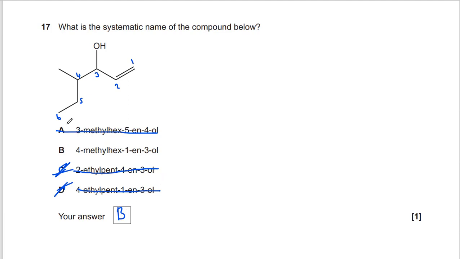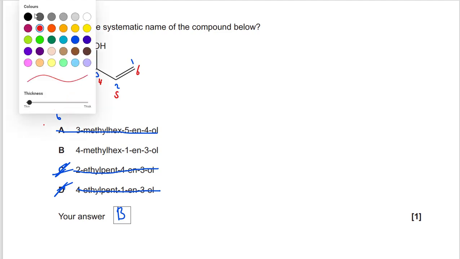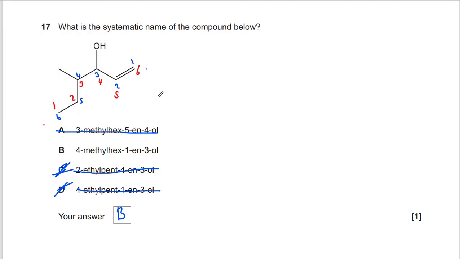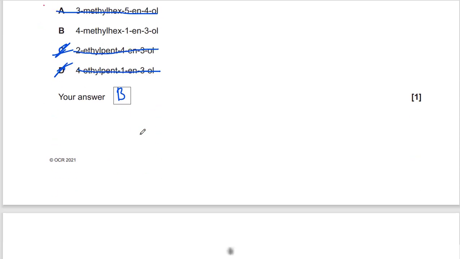Okay, you would get A if you numbered the carbons, I'll just show you, from the other end of the molecule. So 1, 2, 3, 4, 5, 6. If you follow the red numbering, you will end up with A as your answer. However, you always try and keep the numbers for the functional groups as low as possible. So 4, 1 and 3 is much better than 3, 5 and 4 in terms of overall value. Okay, so that's why the answer is B.